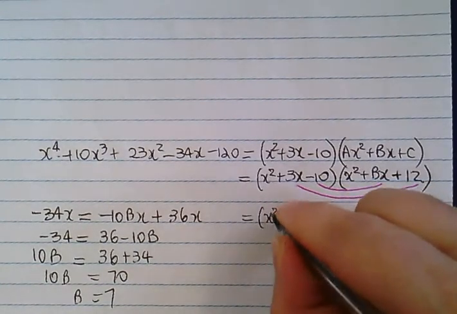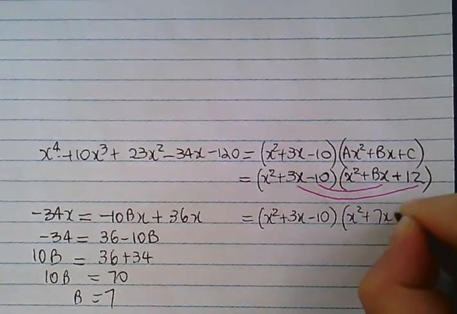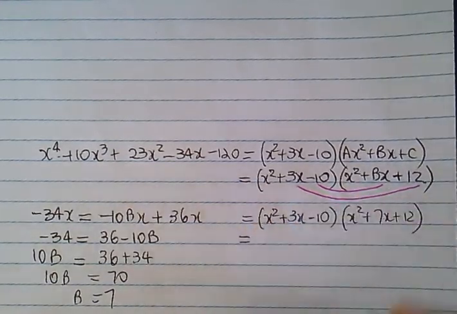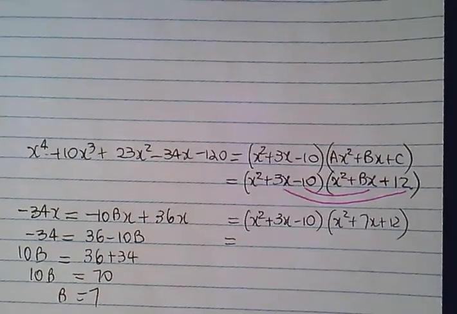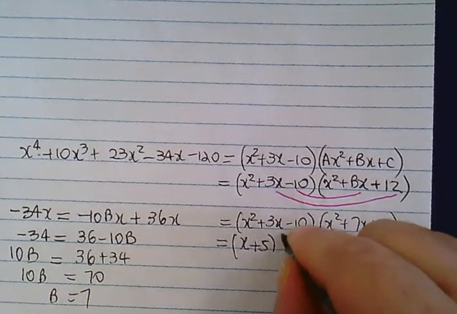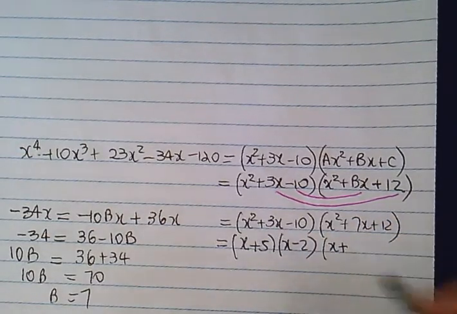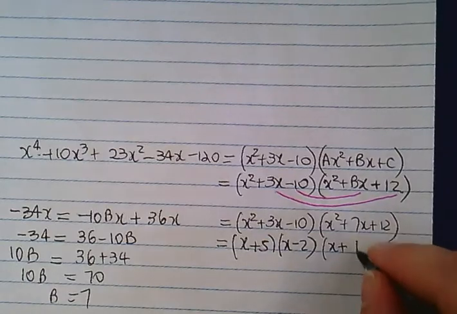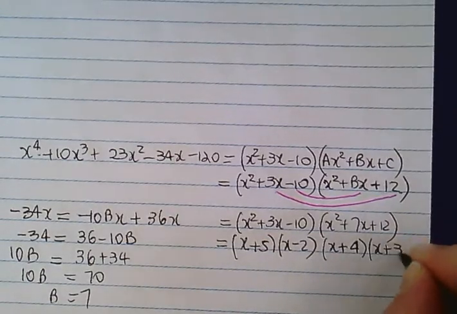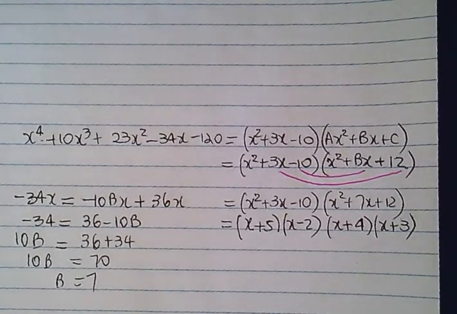So it's x squared plus 3x minus 10, x squared plus 7x plus 12, which is easy to factorize. Let's just write the whole thing factorized now. We know what the first one is because we just stuck it together: x plus 2, x minus 5. This is x plus 2. Two numbers that multiply to give 12 but add up to give 7 are 4 and 3. You can do the long division if you want.